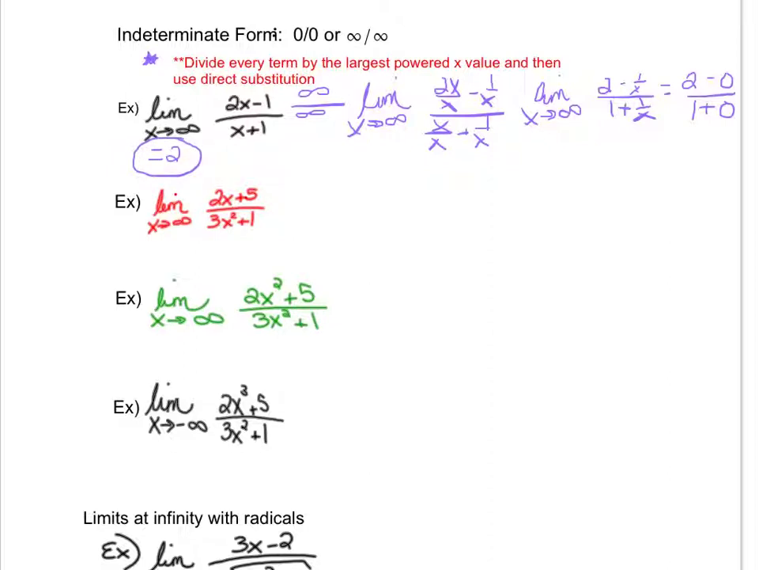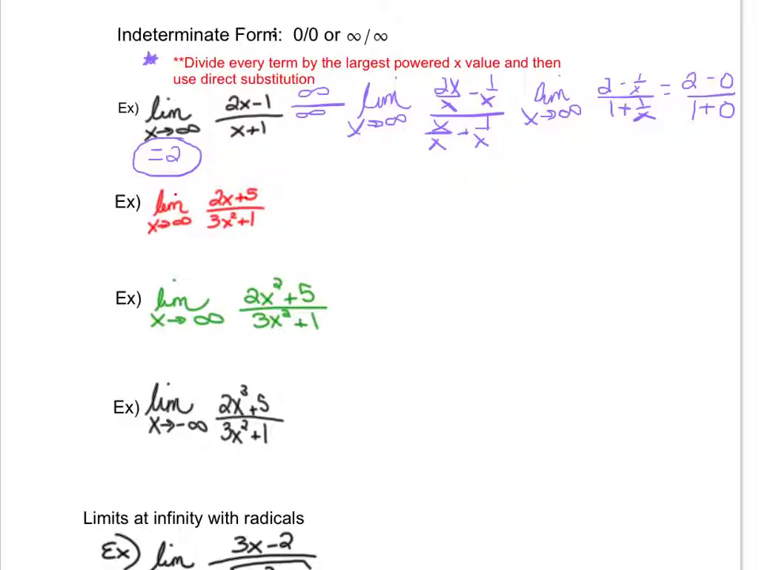I'm going to do the same thing for my second example. Notice when I try direct substitution, I am going to have 2 times a huge number plus 5, still a huge number, so infinity. 3 times a huge number squared, still a huge number, plus 1. So again, I'm going to have infinity over infinity, which is that indeterminate form. So I'm going to instead divide everything by my largest powered x value. Well, I have x to the 1 and x to the 2.